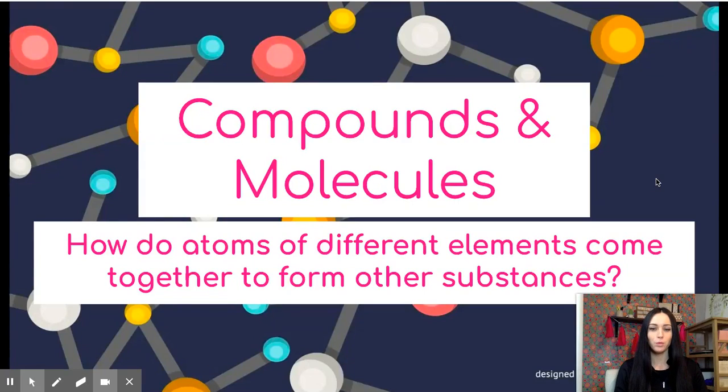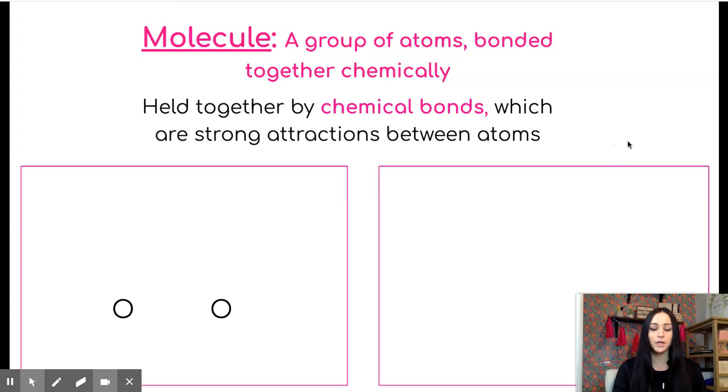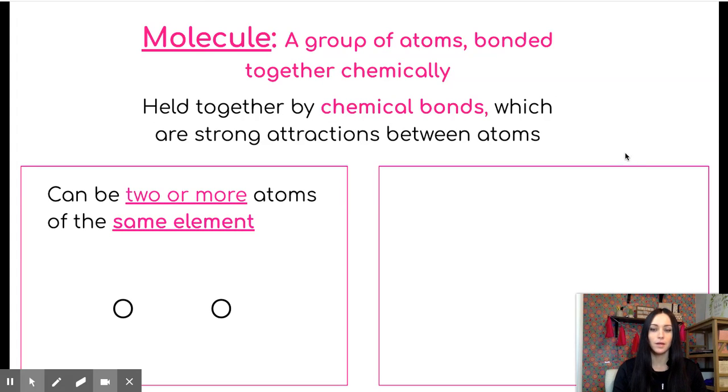In today's lesson, we will be talking about compounds and molecules and how atoms of different elements come together to form new substances. A molecule is a group of atoms that are bonded together chemically. These atoms are held together by what are called chemical bonds, which are simply strong attractions between the atoms, holding them together.